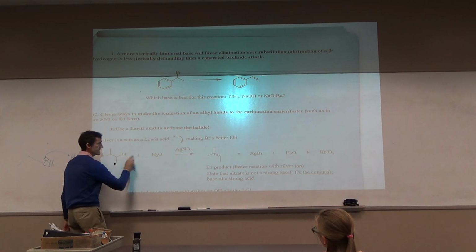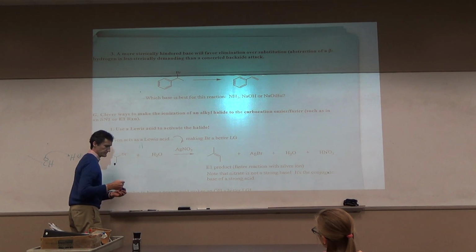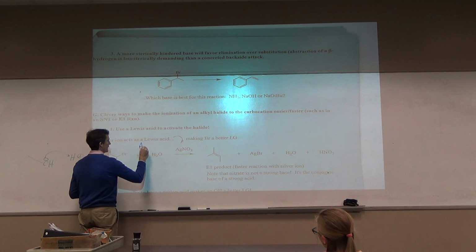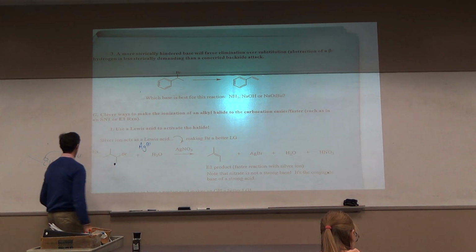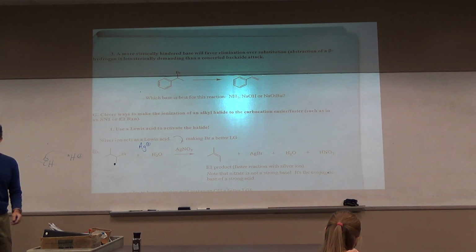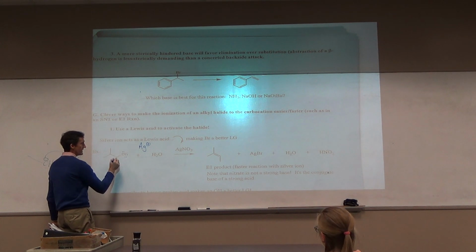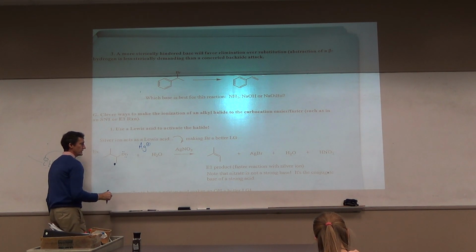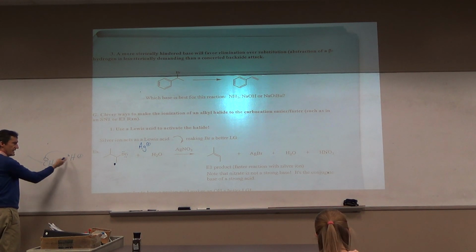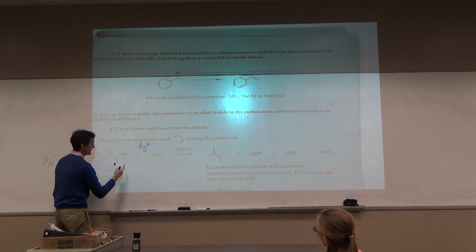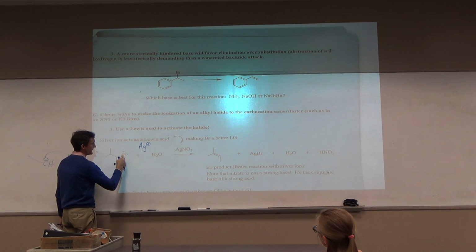Common Lewis acid for halides is silver ion, Ag+. Analogous to H+, but it's a metal ion. Okay? And the lone pair on a halogen will coordinate with the silver plus, just like this here. Acid-base reaction, Bronsted. Anytime we say acid-base, we've always been doing Bronsted acid-base. Okay? These coordinate.